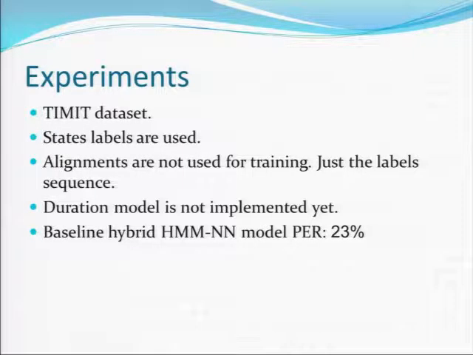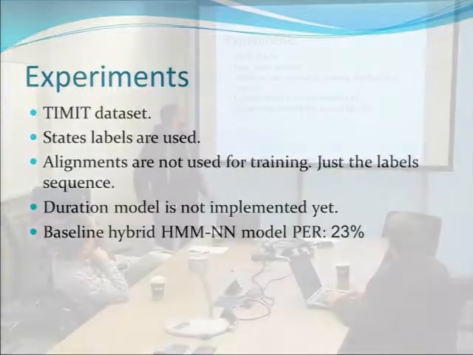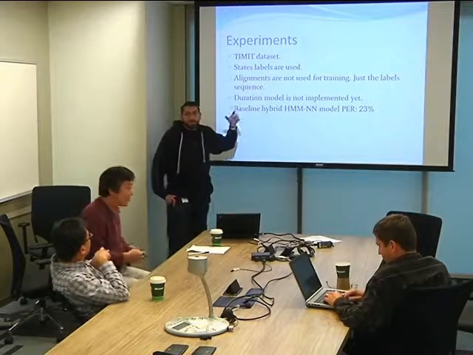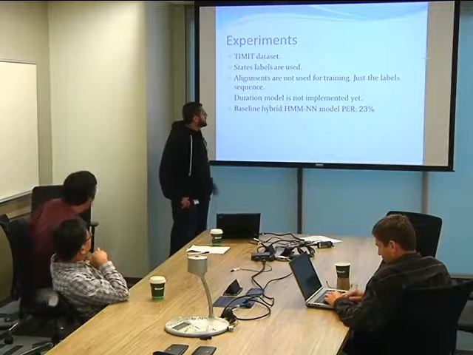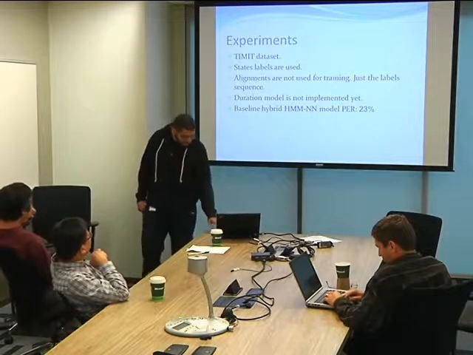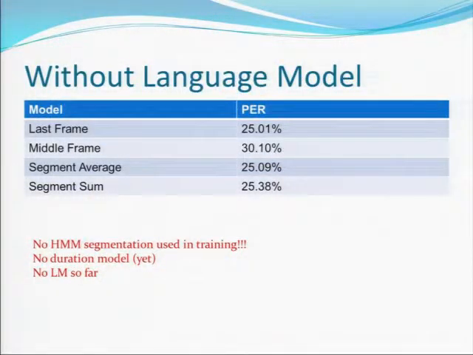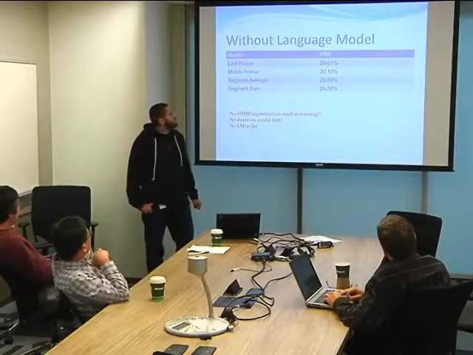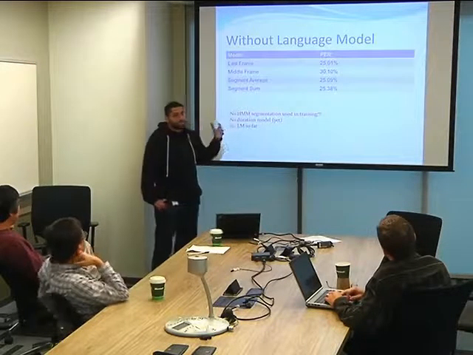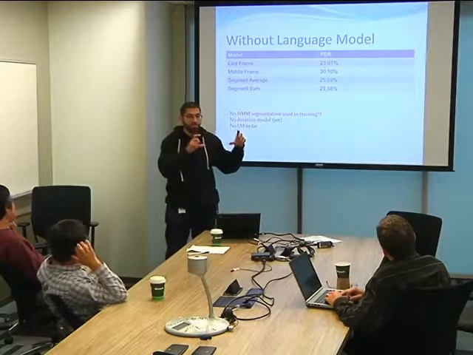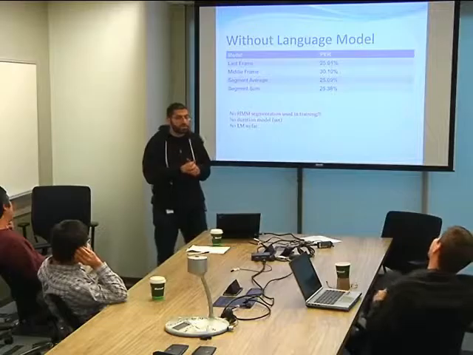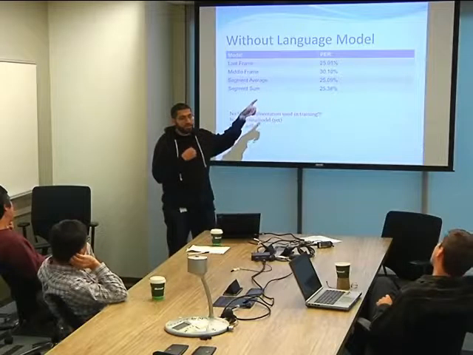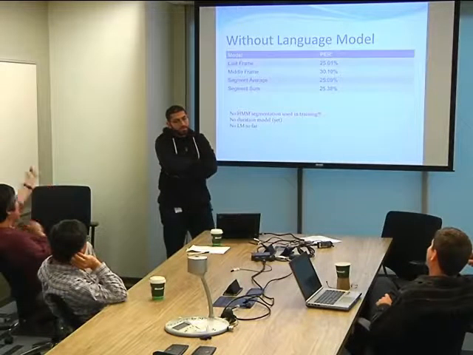And I did some experiments on the TIMIT dataset. I used only state labels as segment labels. I didn't use any time alignments, and I didn't implement the duration model yet. And then I got these results. Yeah, not very good. For the last frame, I got 25%, against the baseline, which is the hybrid HMM deep neural network. For the same number of layers, I get a 23% error rate, and here I get 25. This is without a language model.